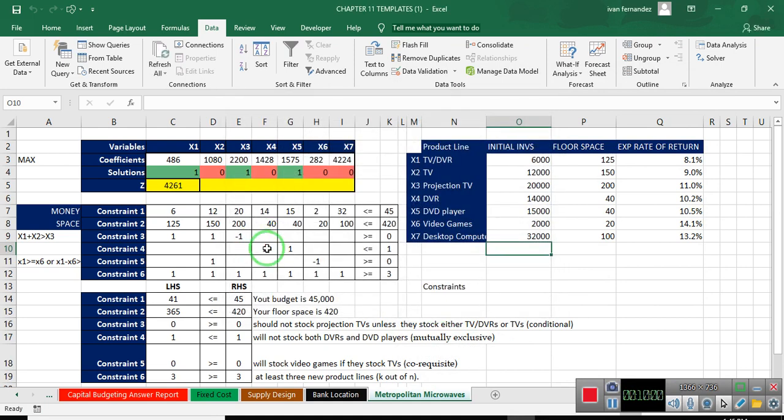Okay, so here's your answer. You're going to be stocking TV DVRs, projection TVs, and DVD players. And that is the profit that you're going to make. And as you can see, we're only going to carry 3 lines of product. We're not going to carry more than 3, probably because I'm going to make the assumption. Well, I should know. Let me see.